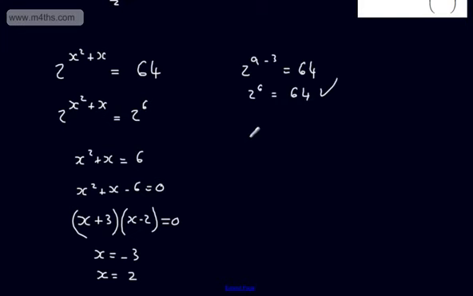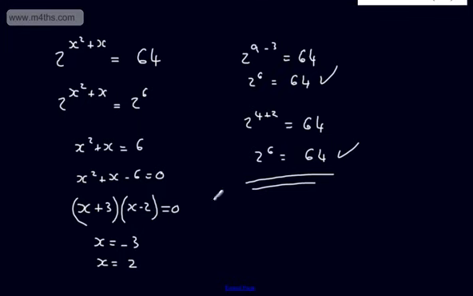Let's now put in the 2. So we've got 2 to the power of 2 squared, which is 4, plus now the 2, which is going to give me 64. So again, 2 to the power 6 is equal to 64. So we can see that that holds true for both of the values of x. So quite a nice example of how you could do that particular question.